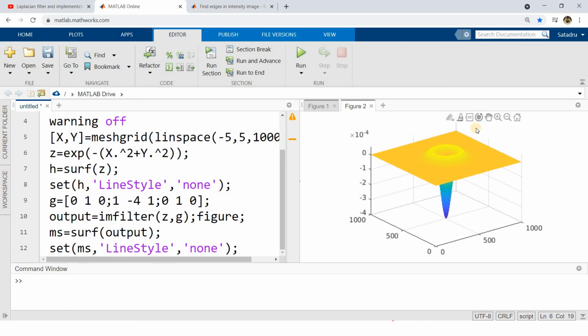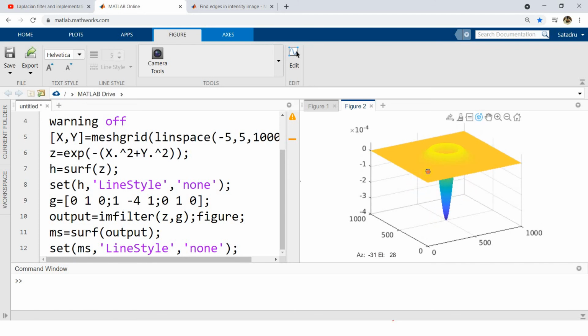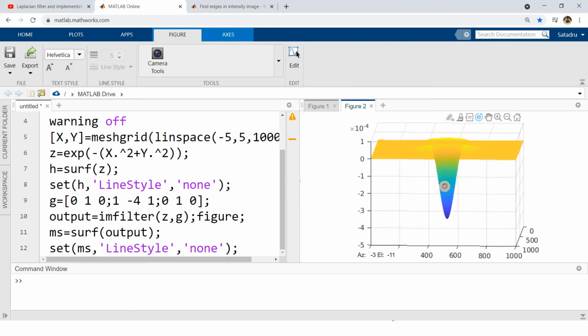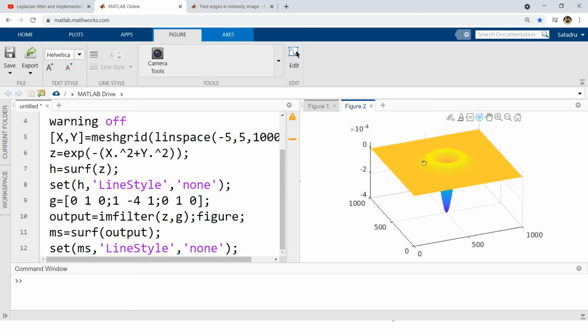We can apply rotate 3D from here as well. Just click on this icon and you can rotate your image and inspect the shape from all possible directions. See how beautifully it looks. Initially it goes up a little bit, a small hill, and then suddenly it goes down. So this looks like our kernel now.